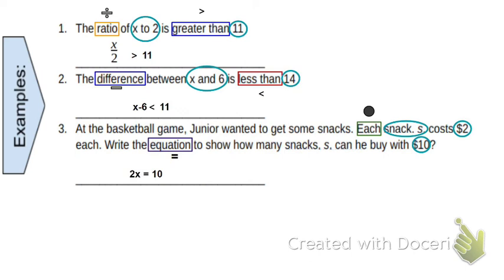Hopefully these keywords are really helpful to help you find what you need to do. Some of them are more common than what we're used to, such as difference or sum. We're very familiar with those words, but other words such as ratio or each, we might not be as familiar with. Slow down as you're working through these and be sure to pay attention to your keywords.